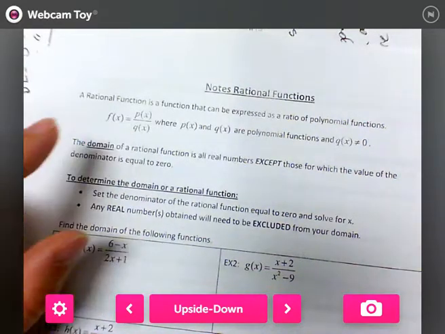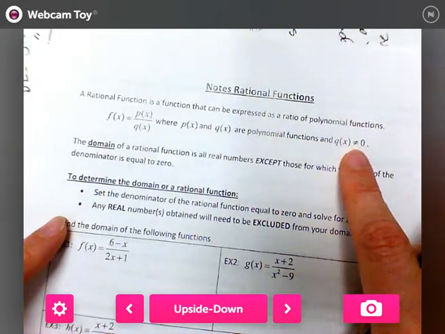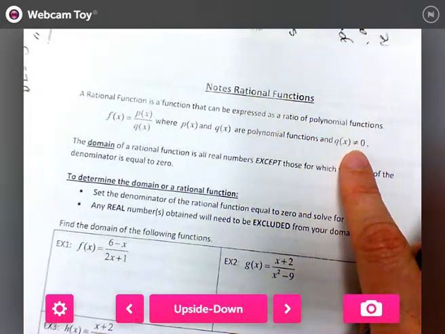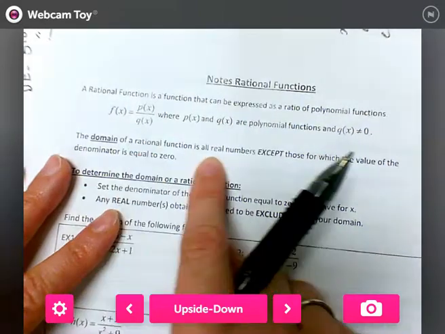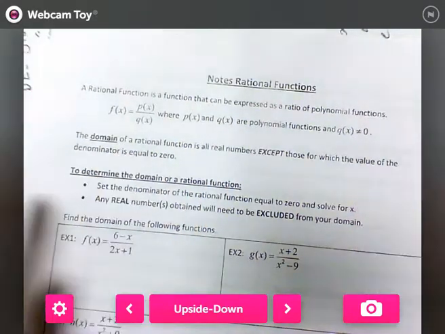Okay, so Px and Qx are polynomials where Qx can't equal 0. So that's the same thing as we had in our other one, except we say P and Q instead of N and D. It's totally fine. The domain of a rational function is real except for those values where the denominator is equal to 0. So we're going to try some of those out.